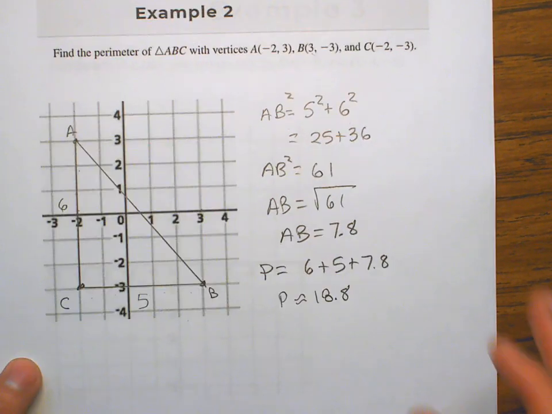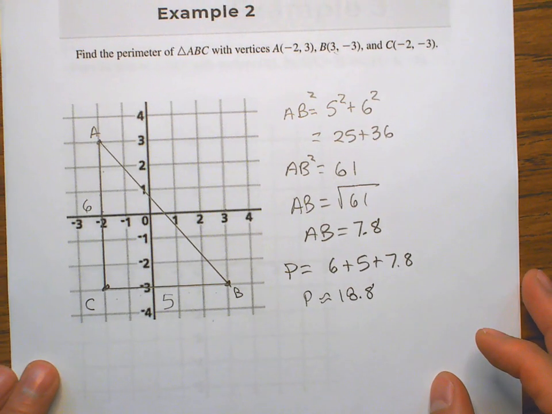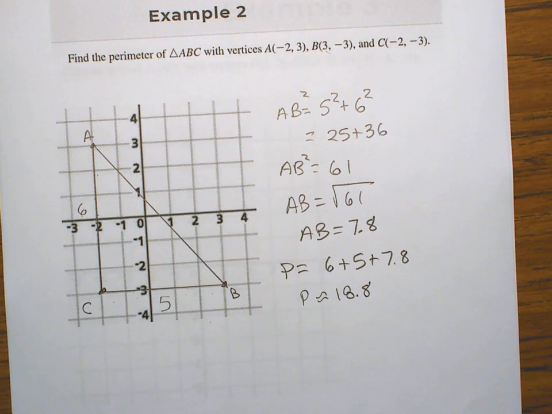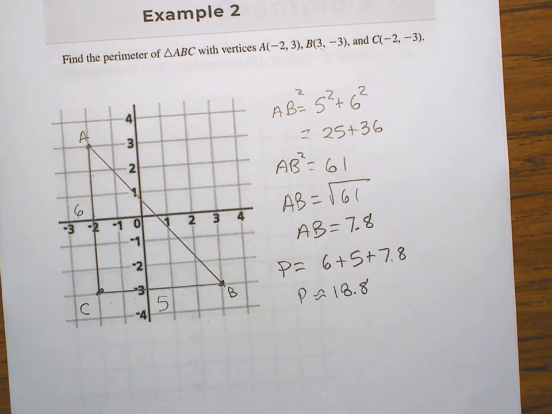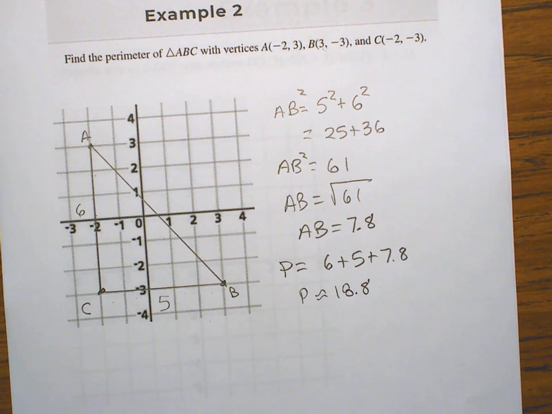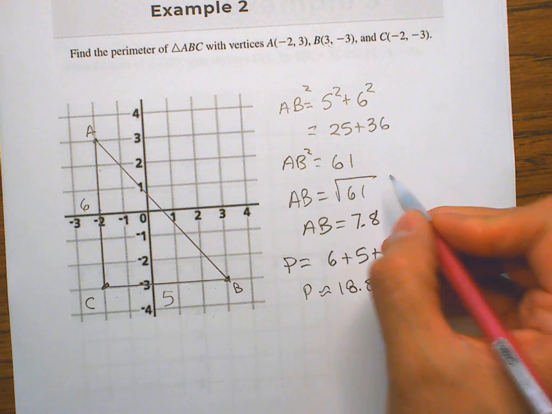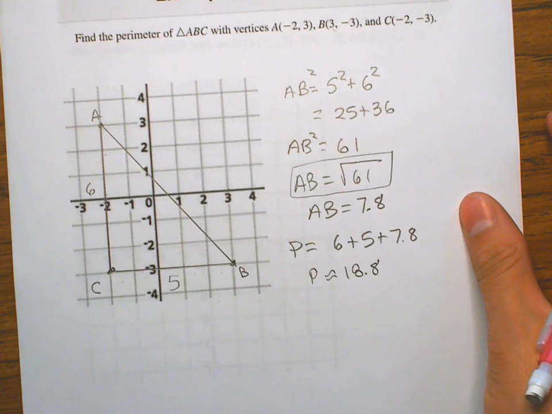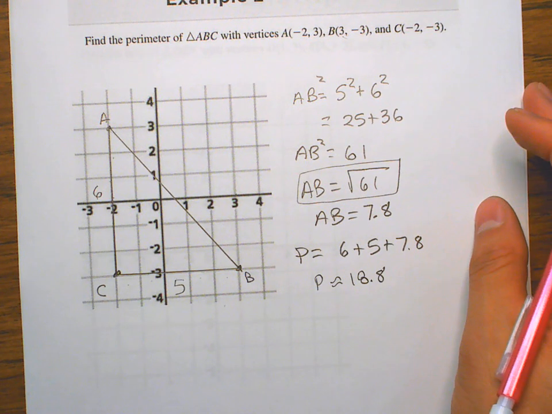Now, I want to give you an alternative method for doing this problem. To find these distances, that's easy. But here's the thing. What if in your class we have not covered the Pythagorean Theorem? One of the things that you can do also is use the distance formula to find out what this is. So let me show you really quickly how that's going to look for the distance formula.